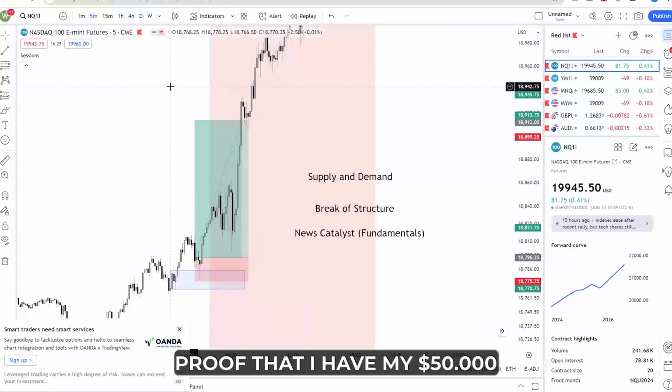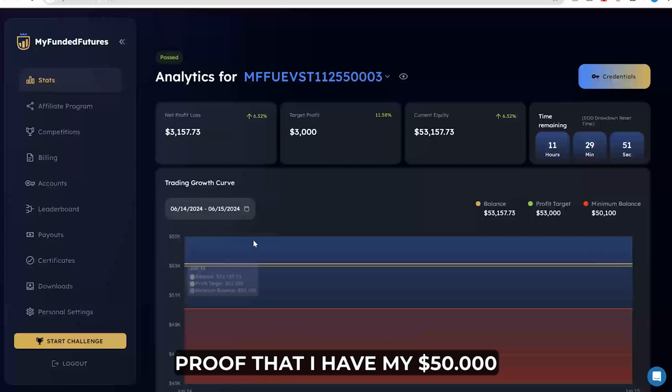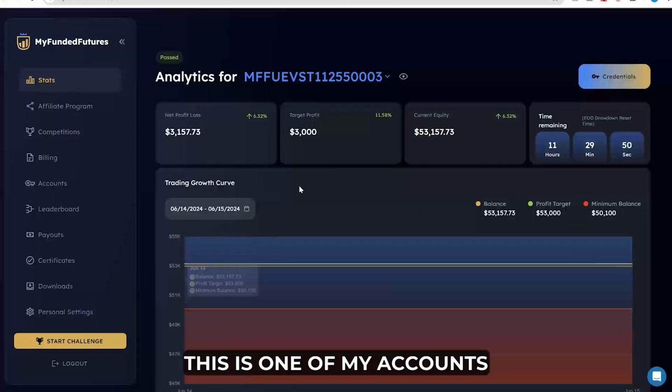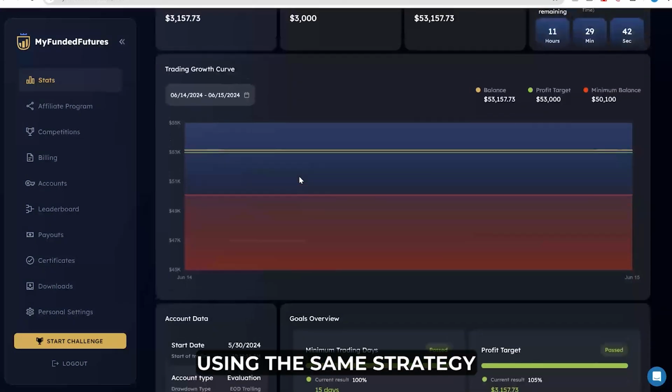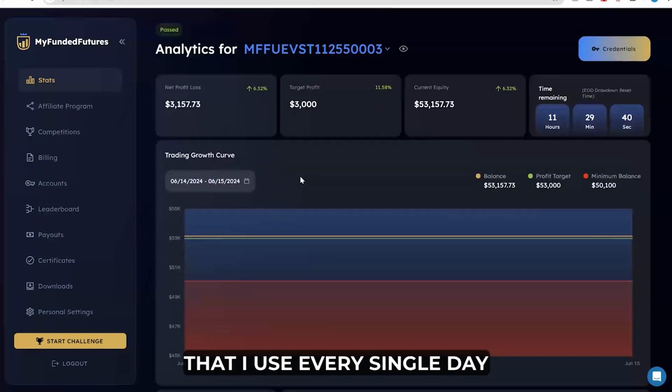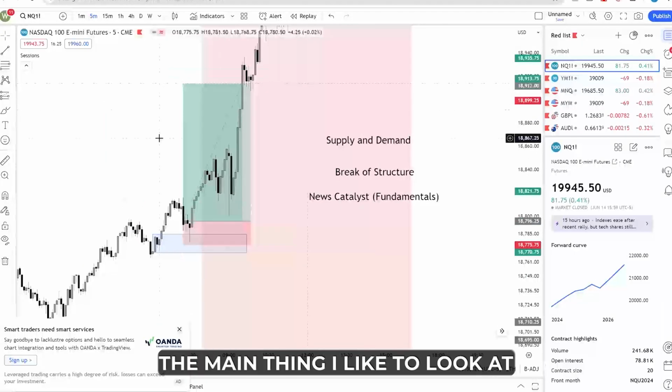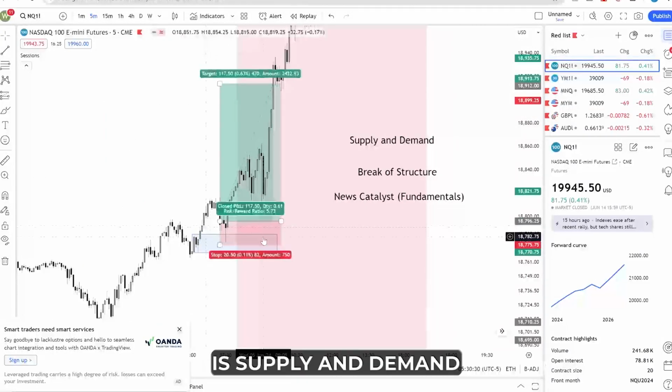And just to show you guys proof that I passed my 50K with this system, it's here. This is one of my accounts I passed the other day. I think it was a couple of weeks ago, using the same strategy that I use every single day inside of the markets. The main thing I like to look at is supply and demand.